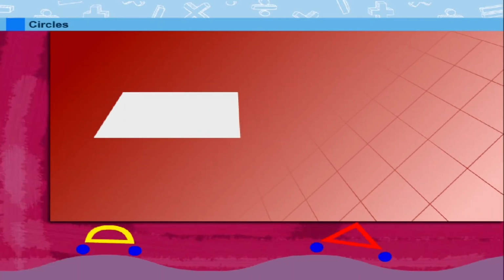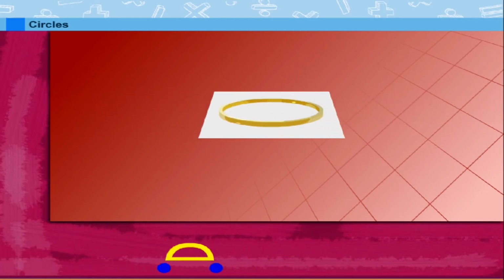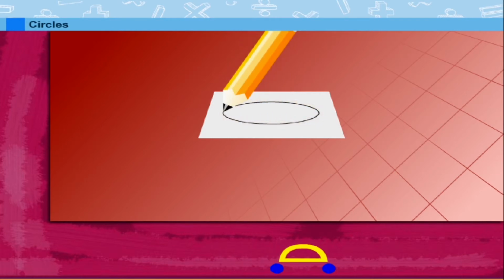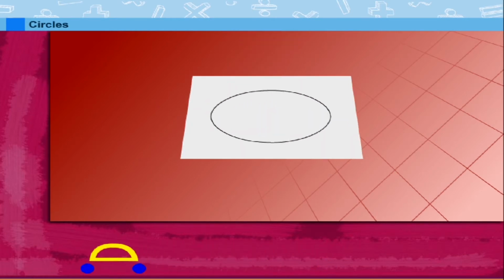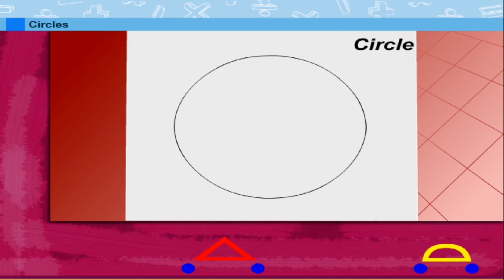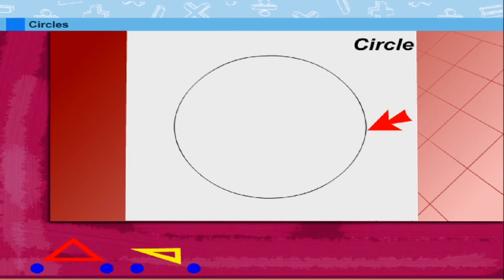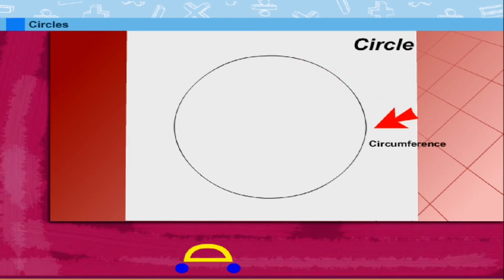Circle. Take a sheet of paper and a bangle. Place the bangle on the paper and move a pencil along its curved edge. You will get a closed curve. This figure is called a circle. The length of the curved line made by the pencil is called the circumference of the circle.